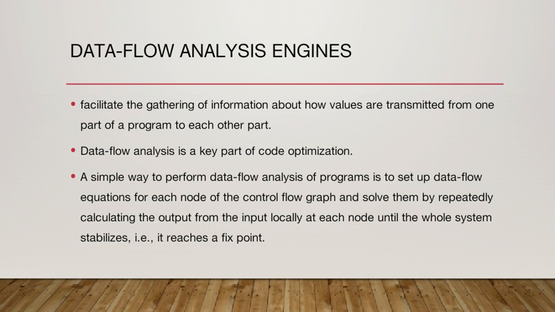Next, we have data flow analysis engines. It facilitates the gathering of information about how values are transmitted from one part of a program to each other part. Data flow analysis is a key part of code optimization. A simple way to perform data flow analysis of programs is to set up data flow equations for each node of the control flow graph and solve them by repeatedly calculating the output from the input locally at each node until the whole system stabilizes. For example, it reaches a fixed point.